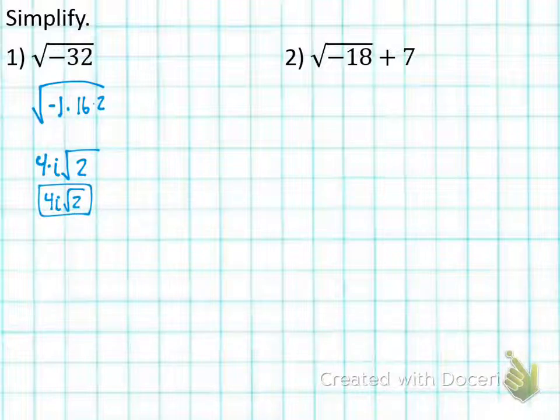All right? Make sense? Okay, again, one more time, in case you missed it. What did I do? I just factored out the negative 32. I know it's negative 1 times 16 times 2. Square root of 16 is 4. Square root of negative 1 is i. Simplified is 4i rad 2.